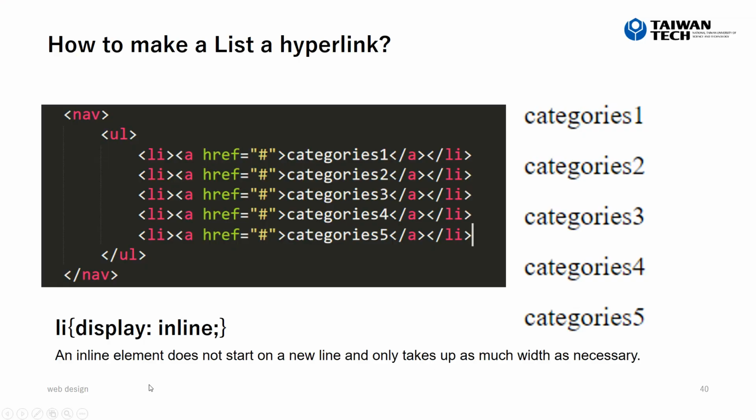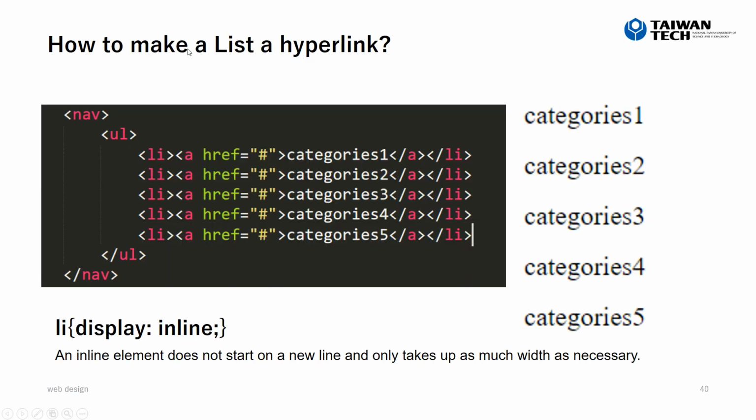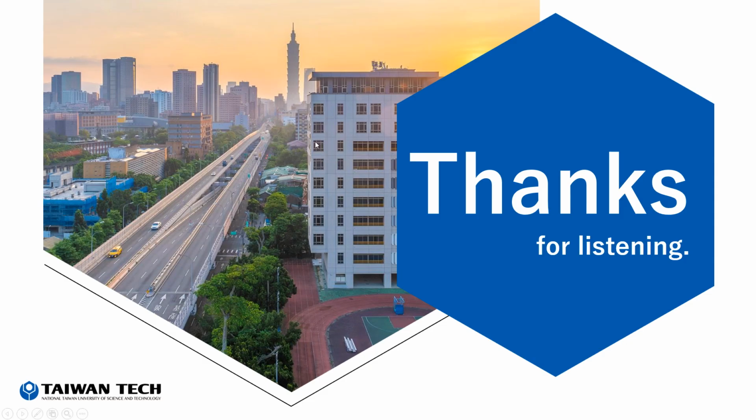Because display inline means an inline element does not start on a new line. If we do not set it up, each will start on a new line, so there will be many lines and they will not look like a menu. So we just use display inline, and we can finish a menu just like this. Now we have finished. This is today's course. Please finish the two assignments, and see you next week. Bye bye.